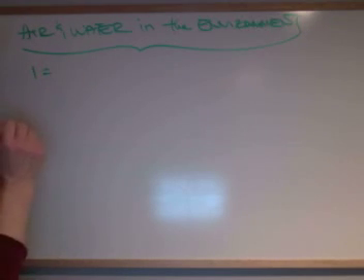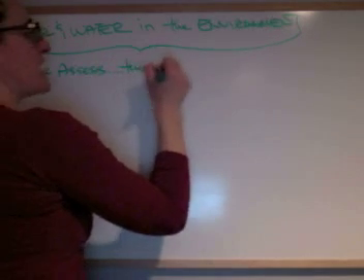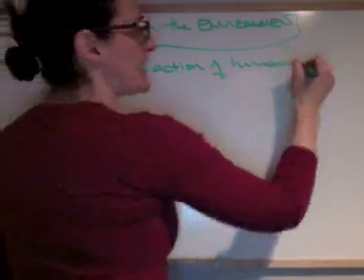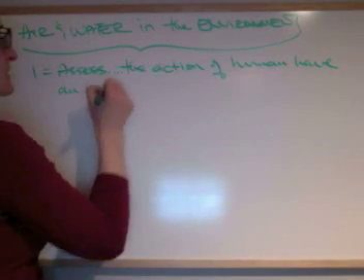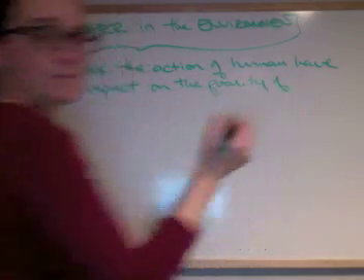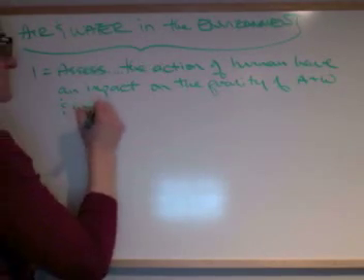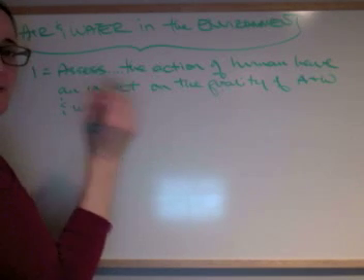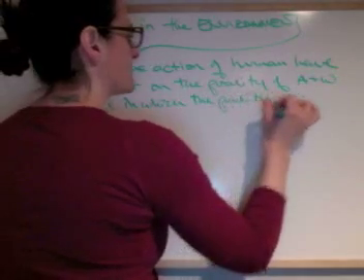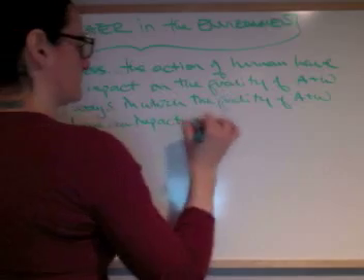The first is that they have to assess ways in which the actions of humans have an impact on the quality of air and water, and ways in which the quality of air and water has an impact on living things.